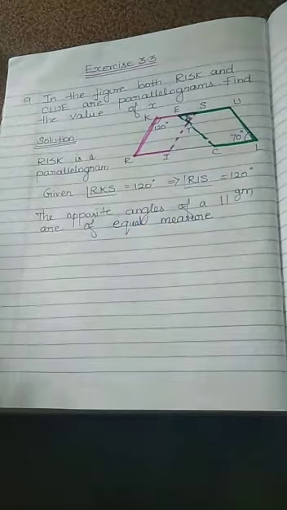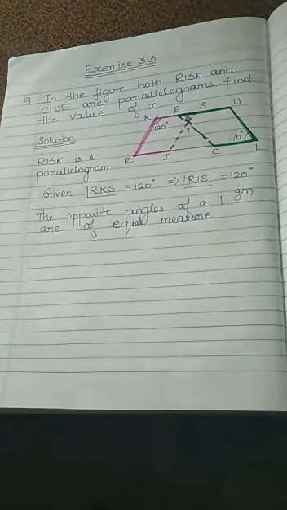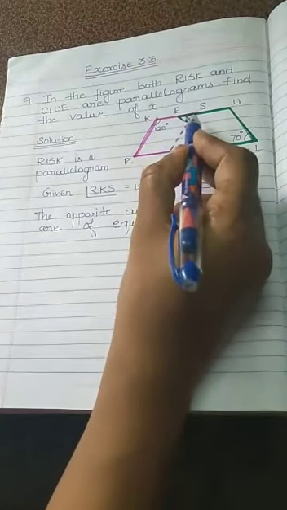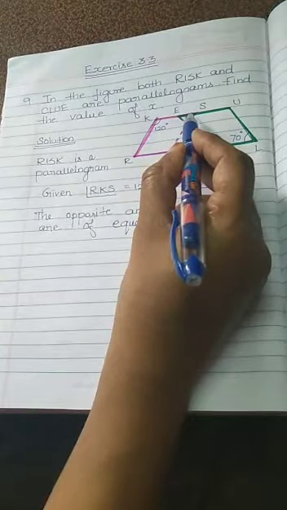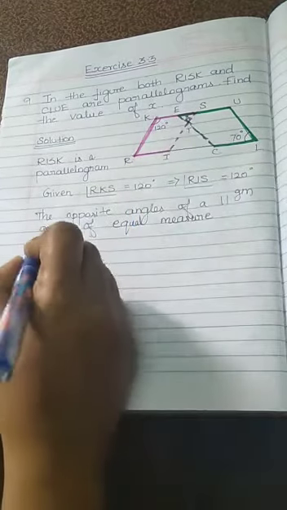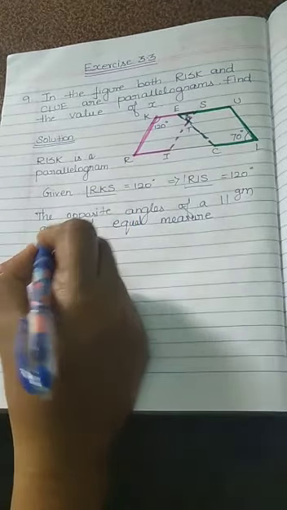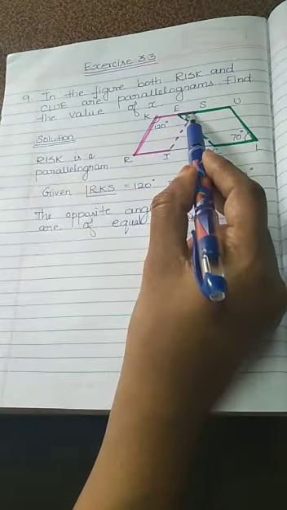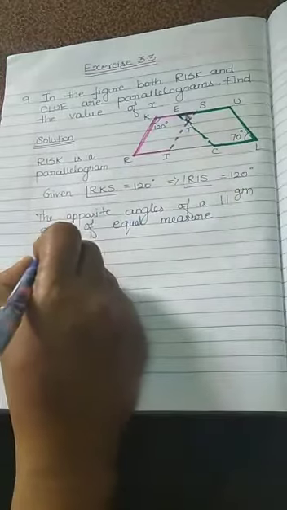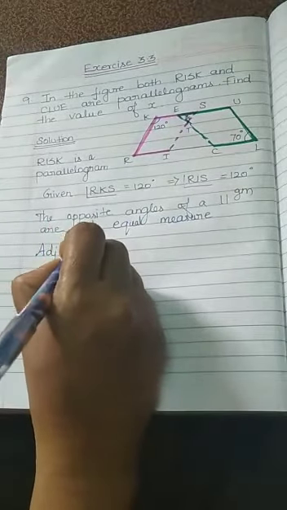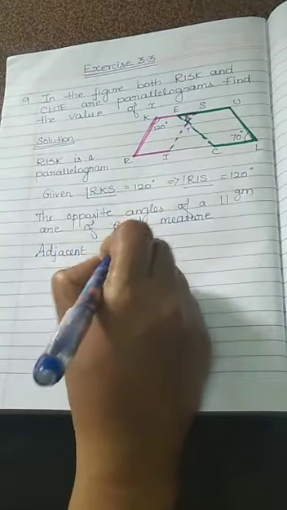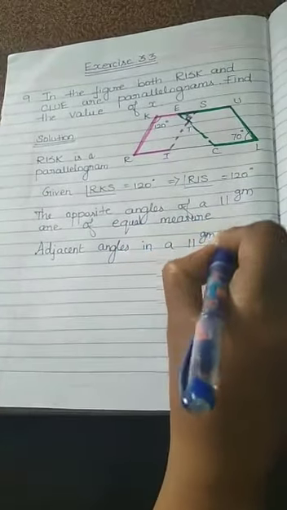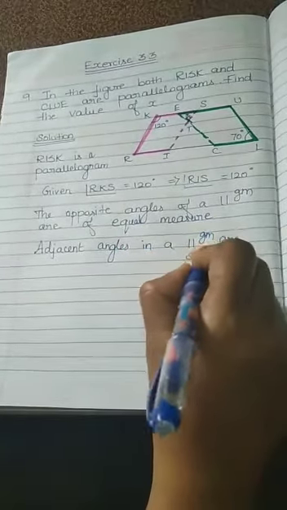Okay. Next, to calculate the x value we need this value, that is the KSI value. How can we calculate this KSI value? Easily, because we know adjacent angles in a parallelogram are supplementary. Adjacent angles in a parallelogram are supplementary.